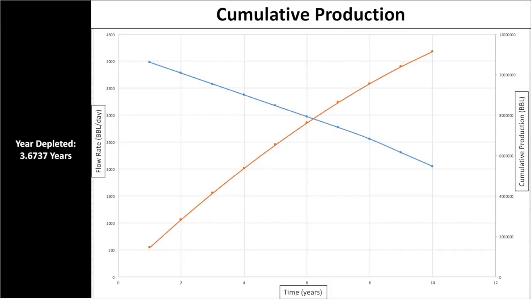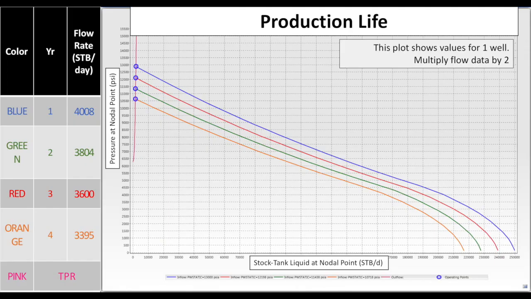On this graph, we have shown our period of 10 years with our flow rate depicted in the orange line, and the blue line shows the cumulative production over each year for 10 years. You can see at this point on our graph is where we've reached our 5 million barrels, right around 3.5 years. This is where our well is technically depleted.